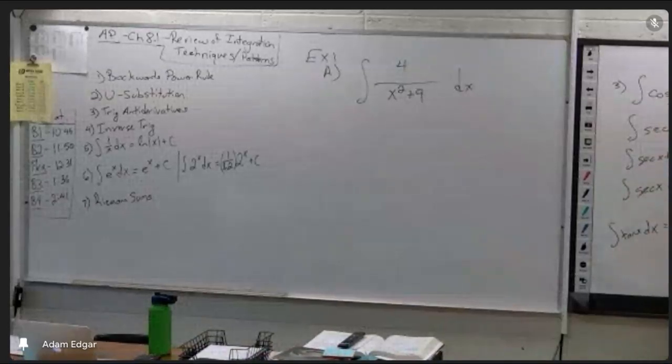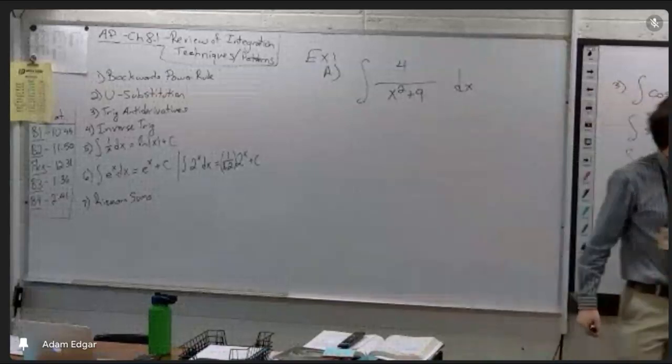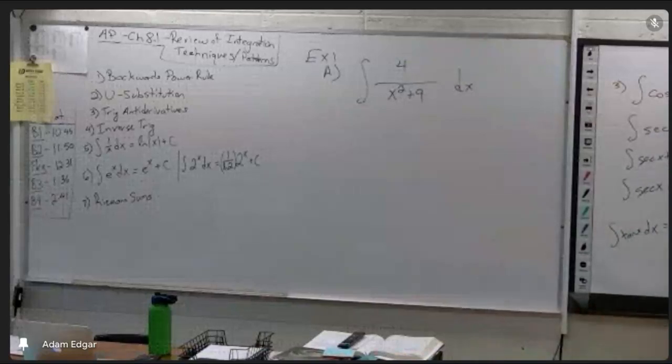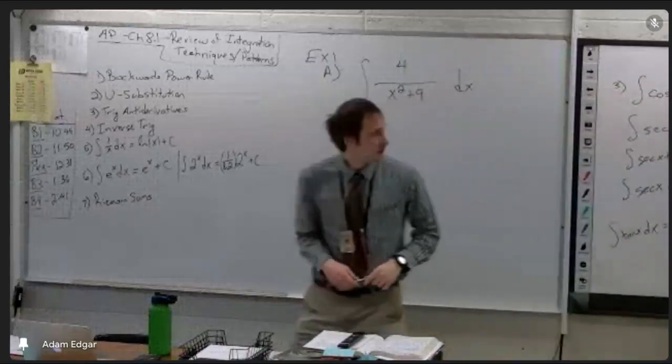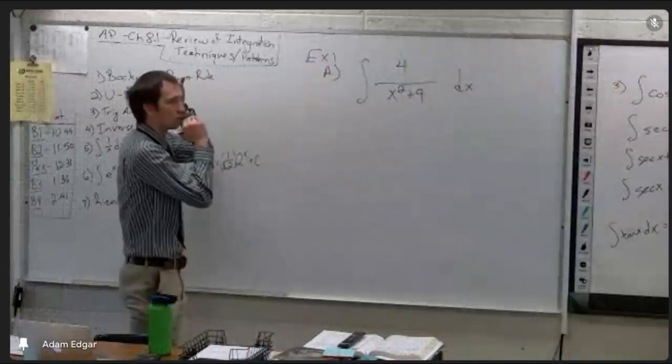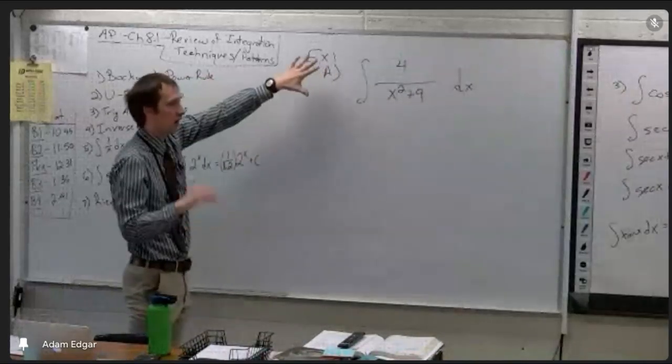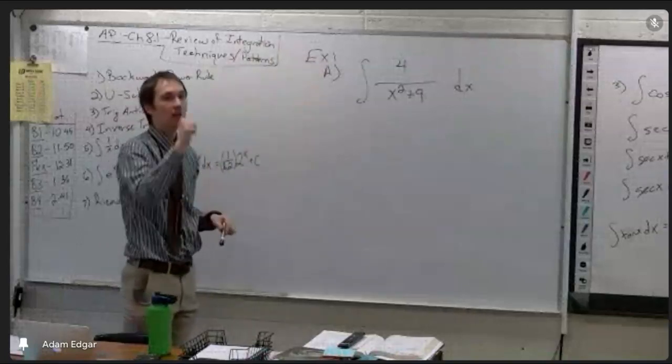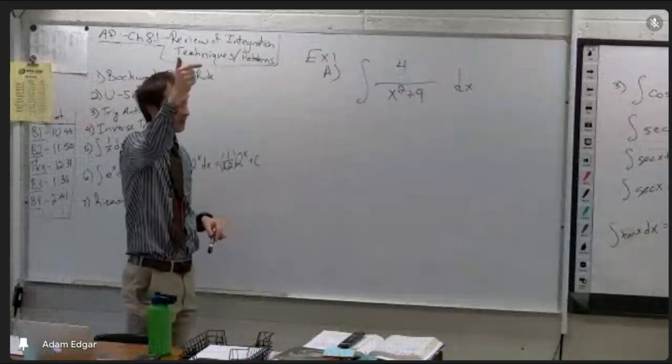We're figuring out which one of those three it is. Not 1 over x, 1 over a. In this case, a is 3. Adding is commutative, so a is a constant. U is the variable. So the 4 is a multiplier, so that multiplies the pattern, and inside is going to be x over 3.